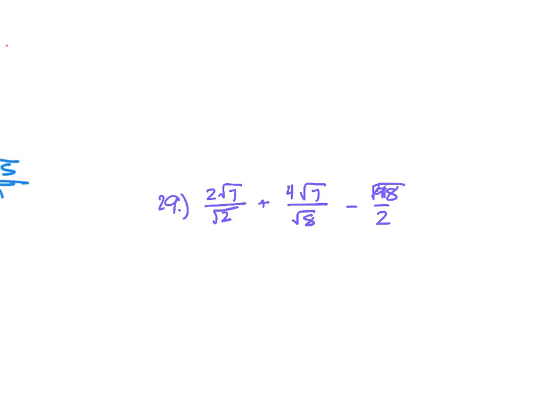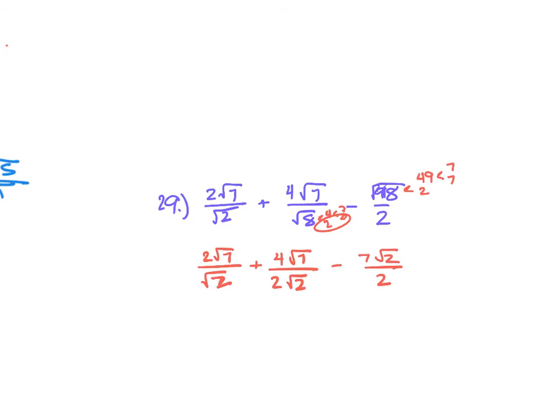That square root of 8 is 2 and 4. 4 is 2 and 2, so 2 square root 2. So 2 square root 7 over the square root of 2 plus 4 square root 7 over 2 square root 2, minus the square root of 98. 98 is 2 and 49. The 49 is 7 and 7, so that's 7 square root 2 over 2.